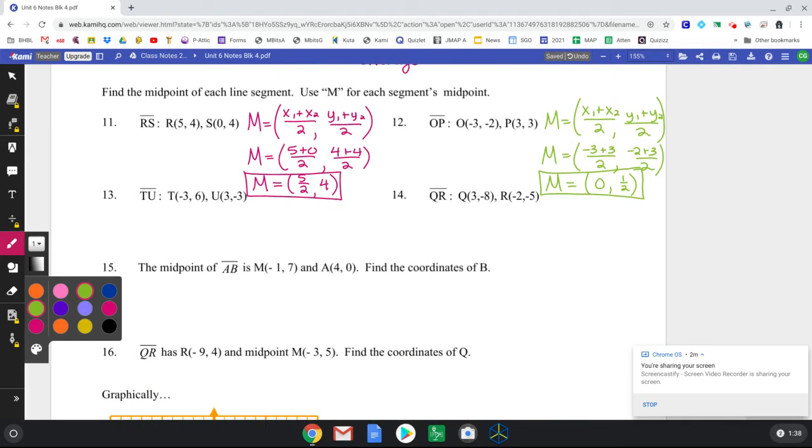Number 13. Let's try 13. Well, let's do this one here. So my midpoint formula, x1 plus x2 divided by 2, y1 plus y2 divided by 2. So plugging my numbers in, -3 plus 3 divided by 2, 6 plus -3 divided by 2. My midpoint then is going to be 0, comma, 3/2.